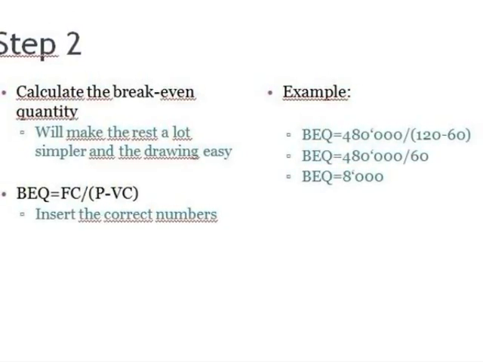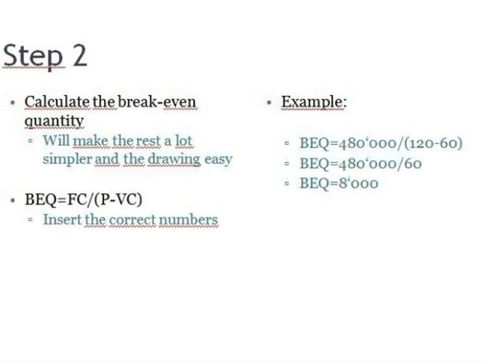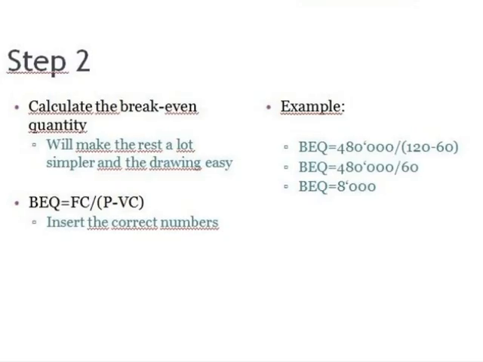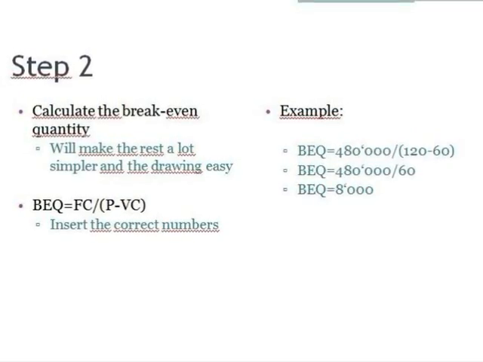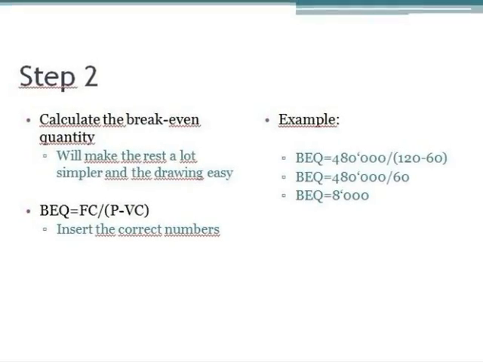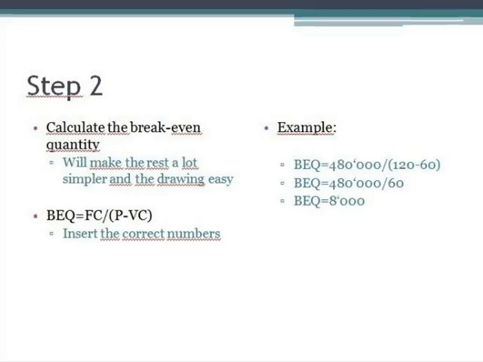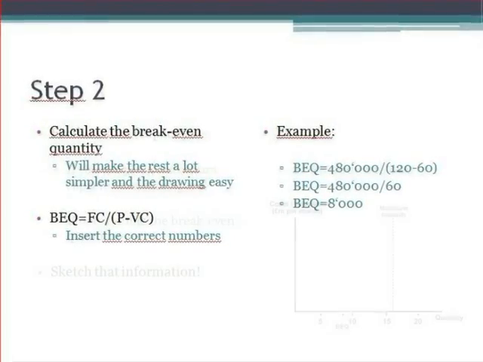What you really need to remember is that the BEQ, the break-even quantity, is fixed cost over price minus variable cost. All you need to do is insert the correct numbers from our example into this formula to get the break-even quantity. In our example, the break-even quantity would therefore be 8,000.